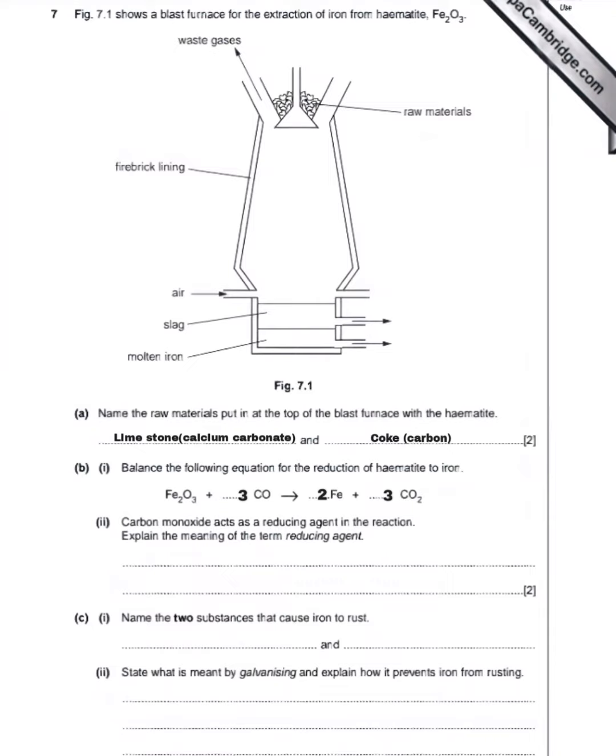Now, I'm going to give you a mnemonic which is going to help you to remember what I'm going to explain. So the mnemonic is OIL RIG. As for OIL, O stands for oxidation, I symbolizes is, and L symbolizes loss of oxygen.